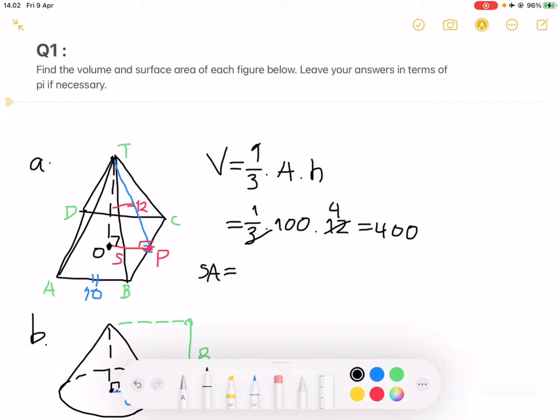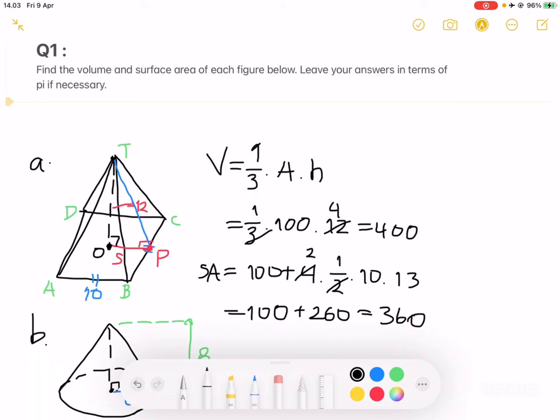Our surface area will be the area of the base, which is 10 squared or 100, plus 4 times, well, because we have 4 triangles, times the area of each triangle. So we have half times base times height, with its base being 10 and its height being 13, as we have found before. You can cancel these 2 with this 4. Say 13, let me just fix that. So that will be 100 plus 260, that will be 360 units square.